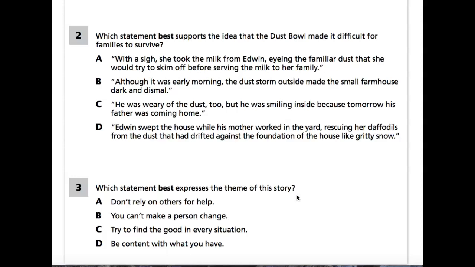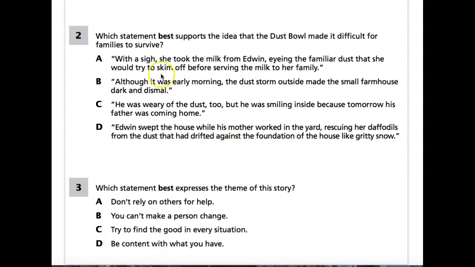Which statement best supports the idea that the Dust Bowl made it difficult for families to survive? A. With a sigh, she took the milk from Edwin, eyeing the familiar dust that she would try to skim off before serving the milk to her family. B. Although it was early morning, the dust storm outside made the small farmhouse dark and dismal. C. He was weary of the dust too, but he was smiling inside because tomorrow his father was coming home. And D. Edwin swept the house while his mother worked in the yard, rescuing their daffodils from the dust that had drifted across the foundation of the house like gritty snow.